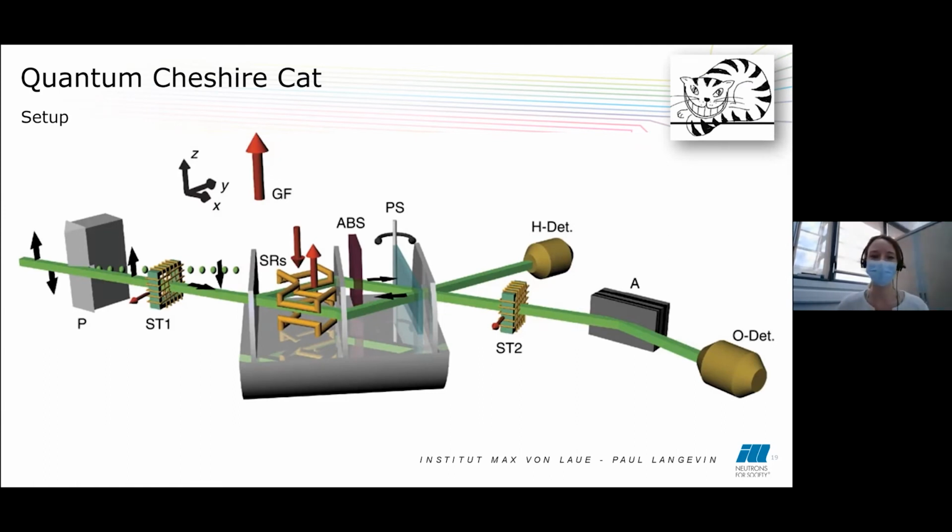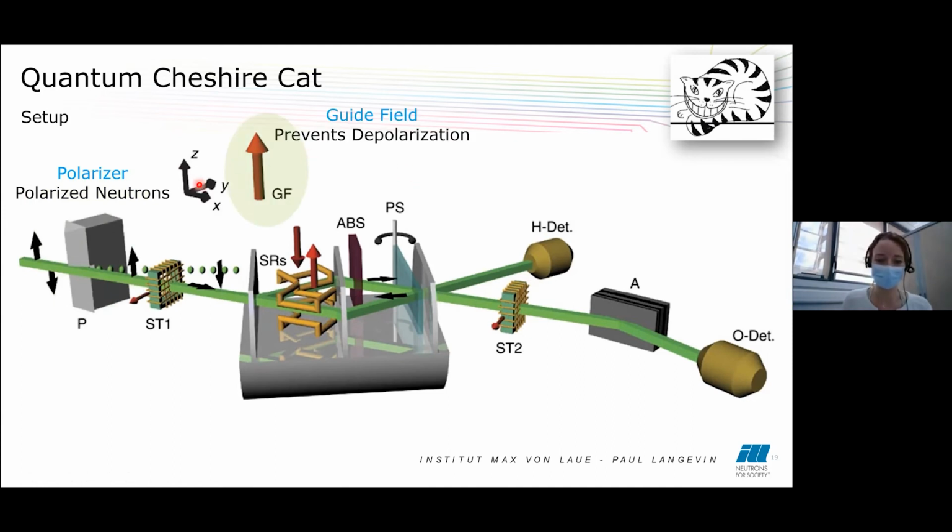So that's why I would like to explain to you the experimental setup. So let's start on the left. First of all, a polarized neutron beam was used, which is achieved by using a neutron polarizer portrayed as this gray box here. By the way, the whole setup is surrounded by a magnetic guide field to prevent depolarization.